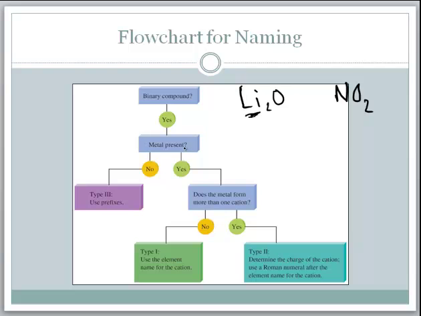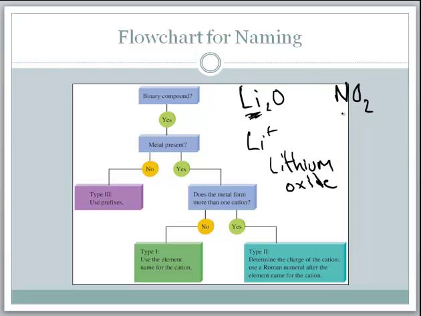Is there a metal present? Yes, for the first one. Does the metal form more than one cation? In other words, is lithium in one of those columns that we know the charge? It is, so no, it doesn't form more than one. It's just simply lithium 1+. Use the element name for the cation. So we call that lithium, and then the ending is oxide.